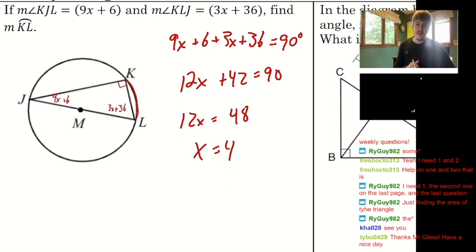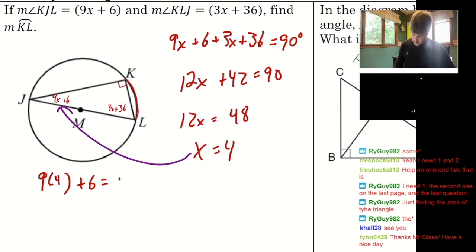If you want arc KL, you're going to have to plug into angle J. We plug in 4 into here. We get 9 times 4 plus 6, which is 36 plus 6, which is 42 degrees. It's actually not that bad. I think it's okay. It's not great, but that angle in here being 42 degrees, it's fine.